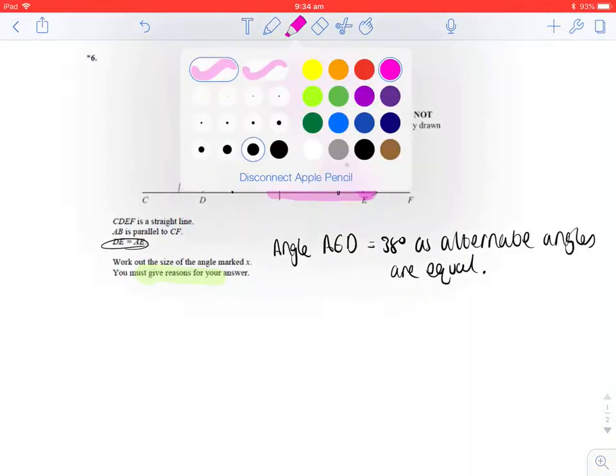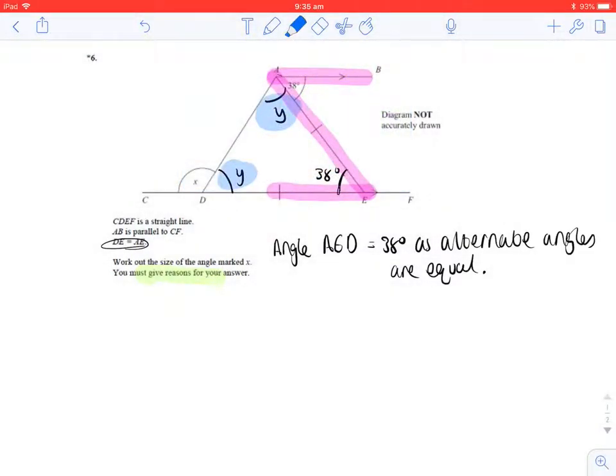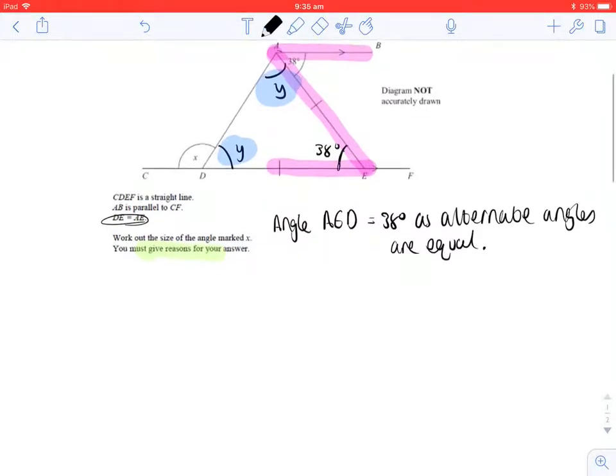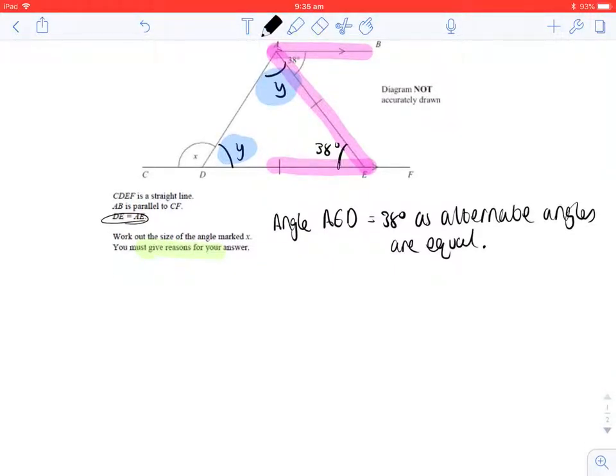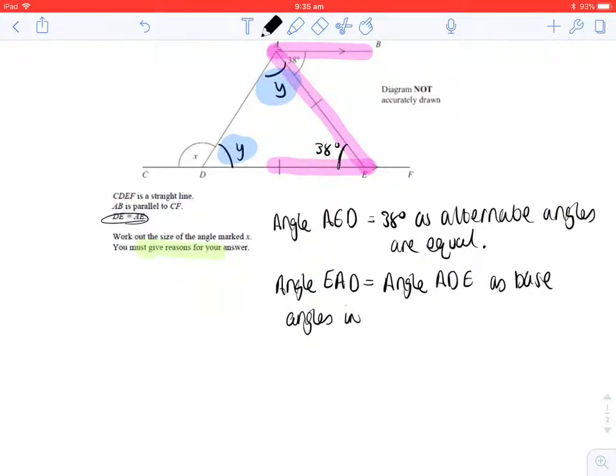Now, I've already mentioned the isosceles triangle, and I've called that Y, and I've called that Y as well. So I'm just going to give a reason for that, and so I'm going to write down that angle EAD equals angle ADE as base angles in an isosceles triangle are equal.